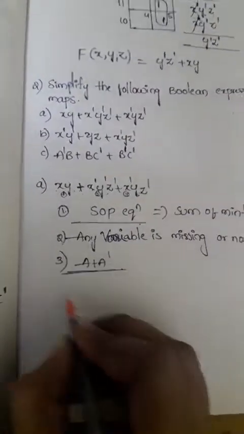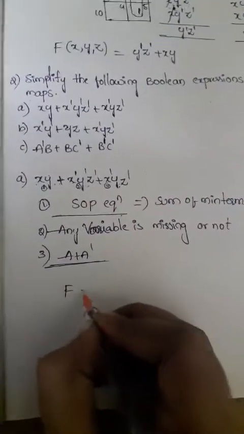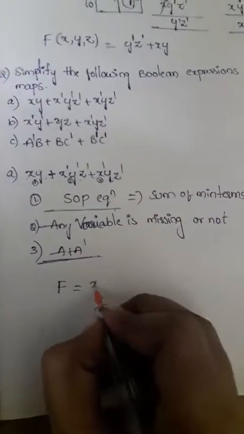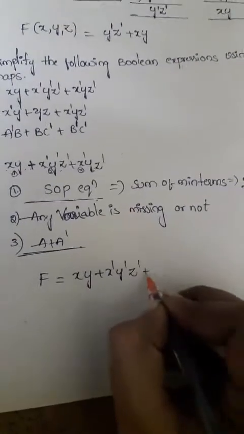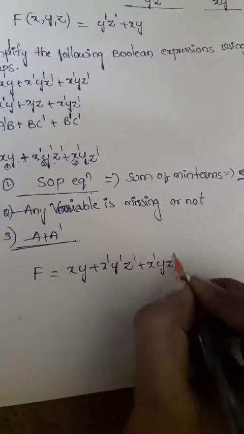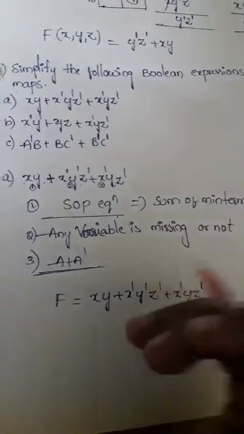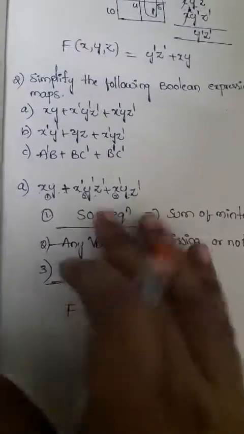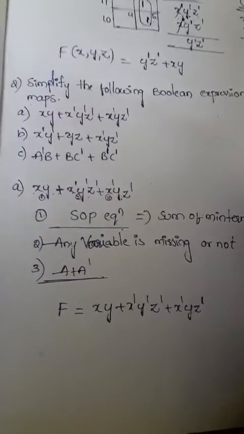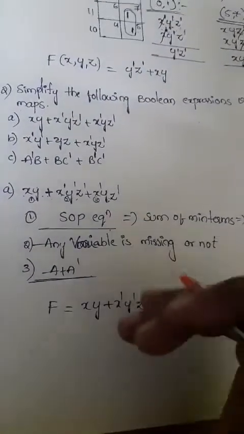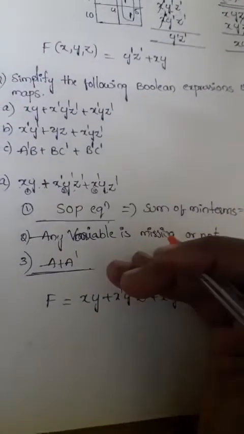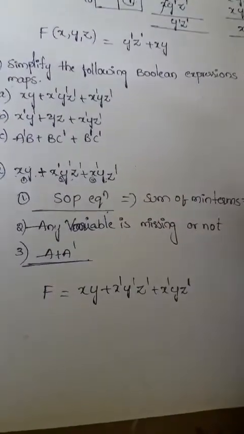So I can consider this function as f is equal to xy plus x complement y complement z complement plus x complement y z complement. Before going on to simplify with the K map, first we have to check these rules, whatever the expression you have. After simplifying this expression, you will go for the K map.